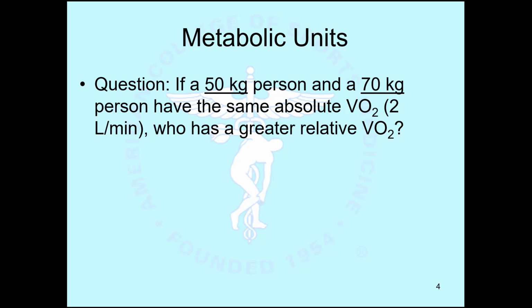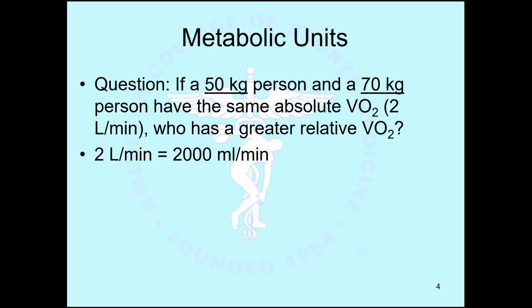So this is a quick problem where you need to convert between absolute and relative units. If a 50 kilogram person and a 70 kilogram person have the exact same absolute oxygen consumption, maybe they're working on a treadmill or bike or whatever, but their oxygen consumption in absolute units is 2 liters per minute, and I'm just making that up. Who has a greater relative VO2? To answer that, we would need to convert between absolute and relative units.